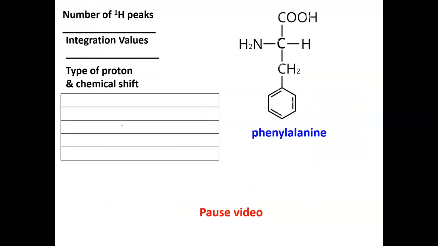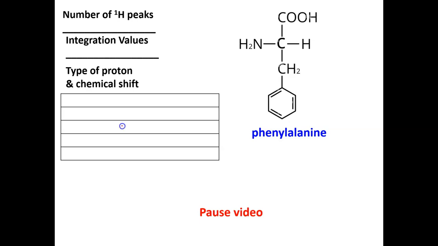Okay, so back to our phenylalanine, and this time what we want you to do is to work out or write down the identity of each of the proton environments that we're looking at, and state the chemical shift value approximately of where we might find them on the chemical shift scale. So we want the type of proton, so is it a H on a carboxylic acid? Is it a H on a carbon on a benzene ring? Is it an arene H? Is it an NH proton? Whatever. And where would we find it on the chemical shift scale?